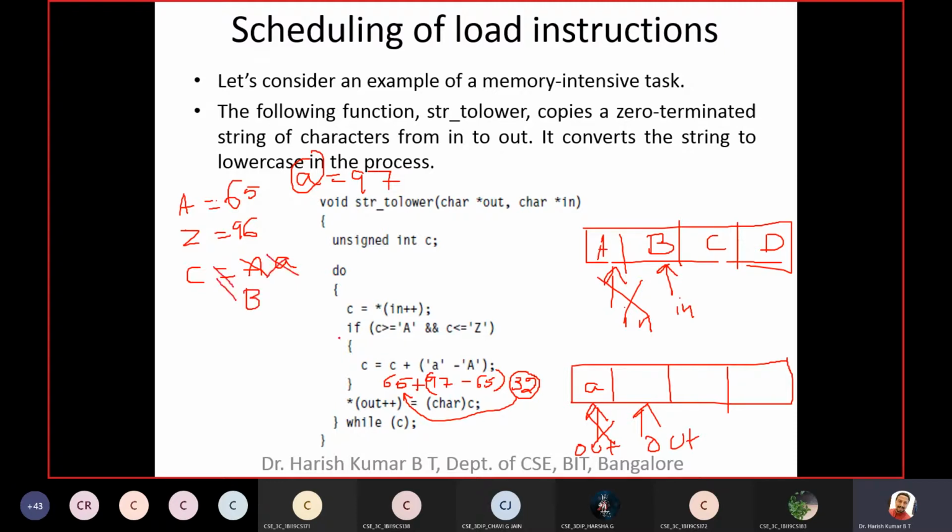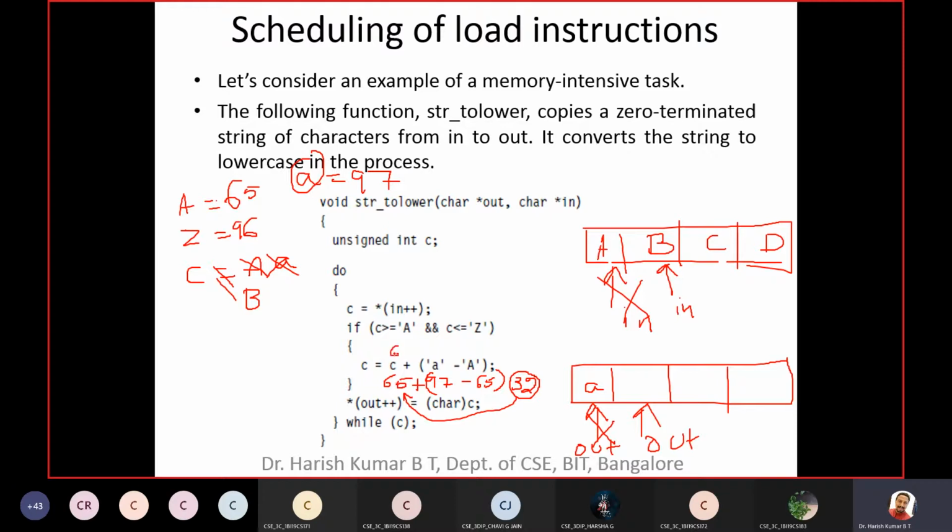C is B right now, and then you're checking again. The ASCII value of uppercase B is 66. For uppercase A it is 65, for uppercase B it is 66. 66 is greater than or equal to 65, and 66 is less than or equal to 96. True. Now you come here.